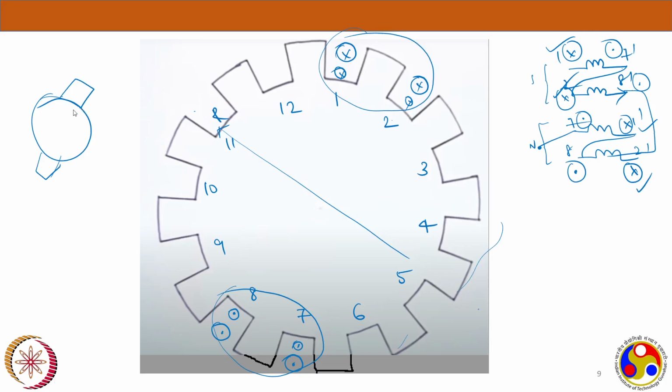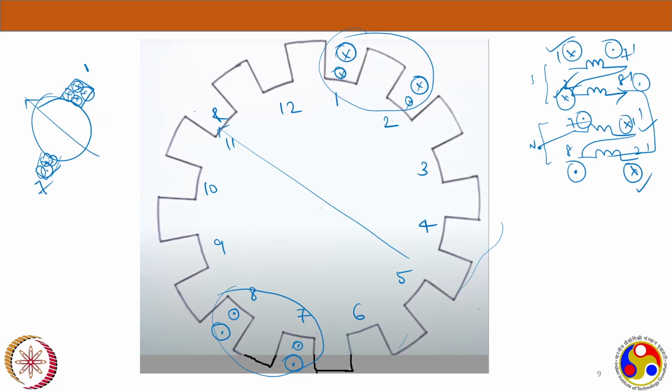So all the slots will go into one only. Here the crosses are being distributed across 1 and 2, but here all of this is 1 and 7. All crosses will go into a single slot. This is concentrated winding, and all the dots will go here, dots and dots. Even here the field will be like this, but it's a concentrated winding. So that's how this one works.